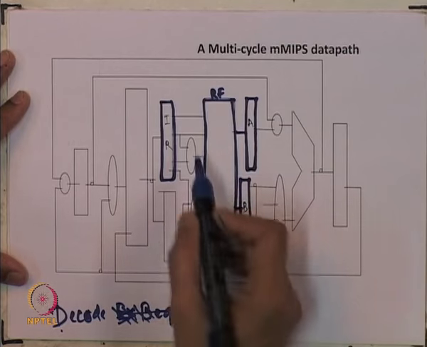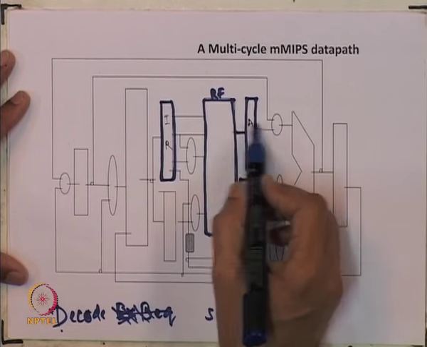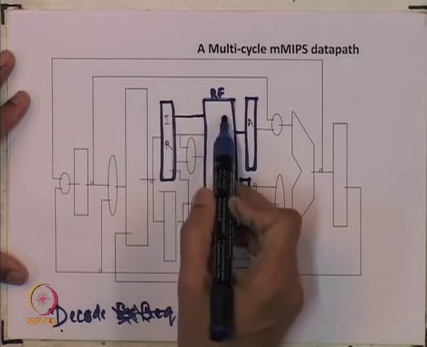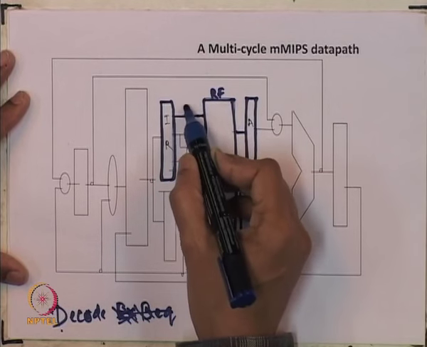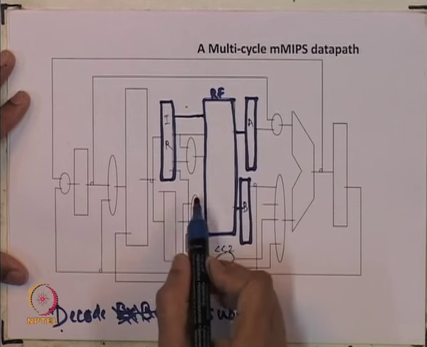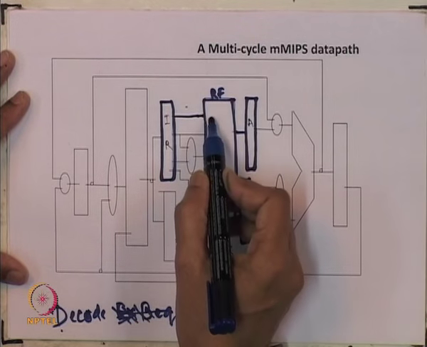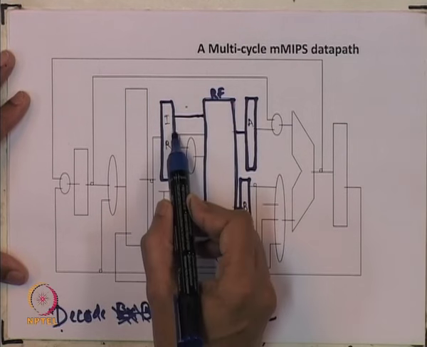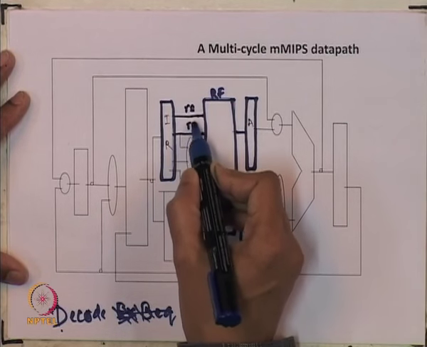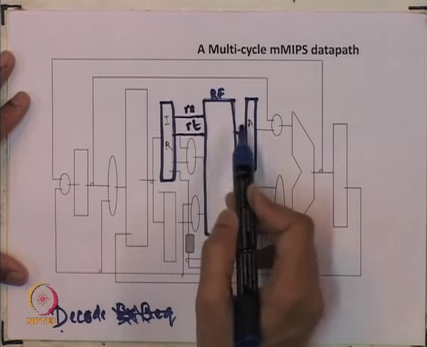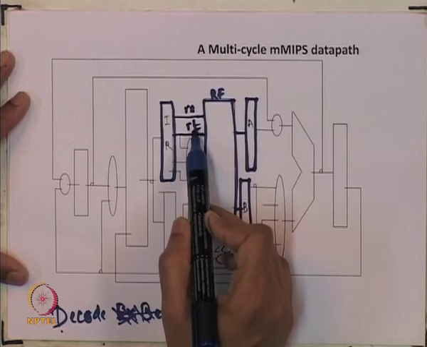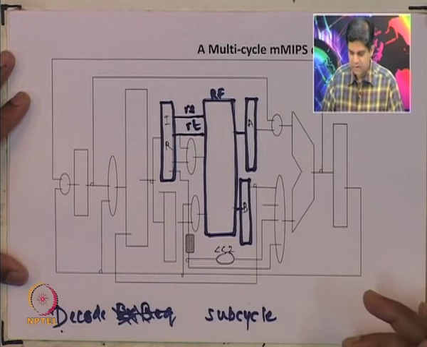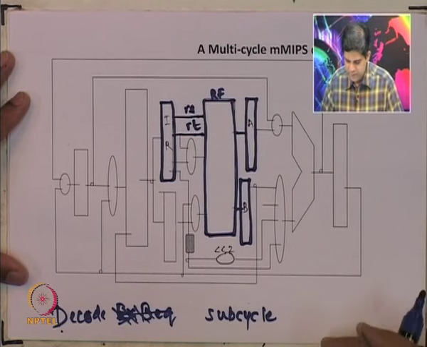Okay. And which register is chosen to output to A will be based on 5 bit signals coming from here, which are the RS field. We will give the details later on. It is the same as the single cycle data path details. The register for B is chosen by this RT field. Okay. So, this influences which register contents are loaded into A, which into B, RS and RT. Okay. So, this is the register readout part of the decode subcycle.